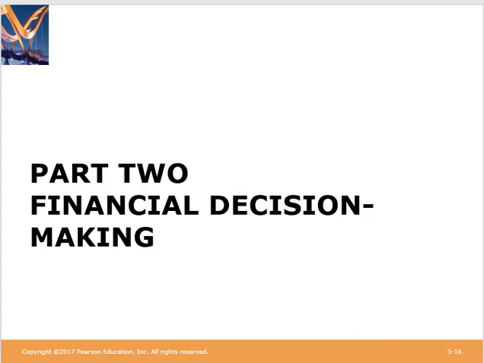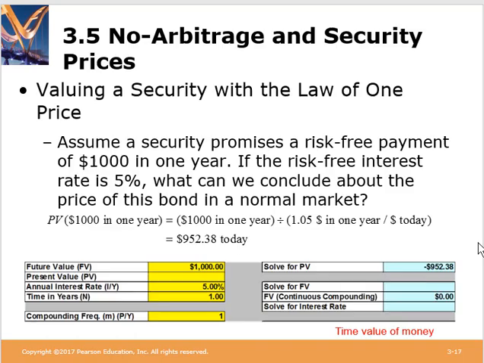Continuing our discussion on financial decision making, let's look at some more quantification, at least a little bit. Let's look at some numbers. If you're valuing a security with the law of one price, what value can you attribute to an asset? If somebody says, look, I promise you to give you a risk-free payment of $1,000 in 1 year.